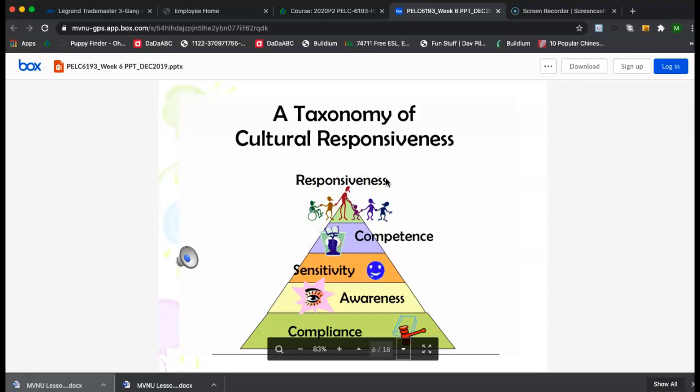You know, everyone is equal. It doesn't matter if you are Hispanic or if you are Italian or if you are French. Your nationality does not matter. We're all Americans, so everyone should be treated the exact same way. So think about where you are on this pyramid.